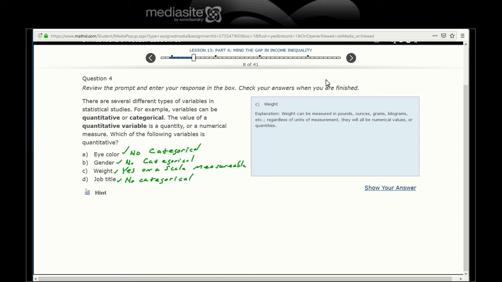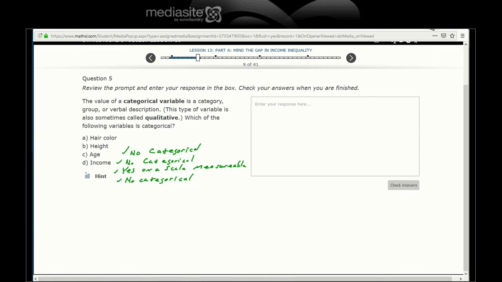Numerical values or quantities. The value of a categorical variable is a category. Makes sense. A group or verbal description. This type of variable is also sometimes called qualitative. Which of the following variables is categorical?